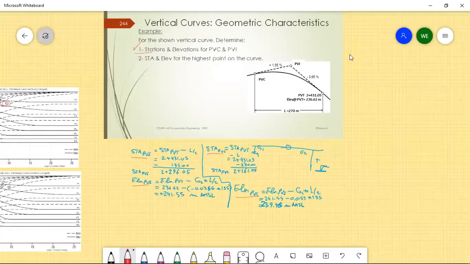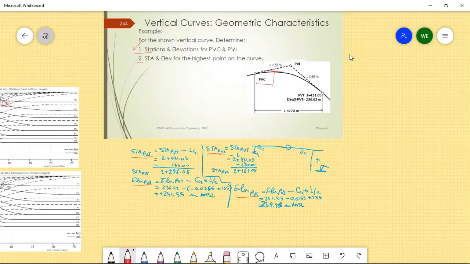Okay, in the previous part we answered this part, that we got the stations and elevations for both the point of vertical intersection and the point of vertical curve. Now the second requirement is to get the station and elevation for the highest point on the curve. So where or how can we get that? We are basically looking for this point.